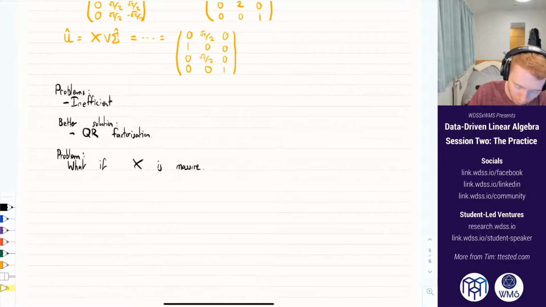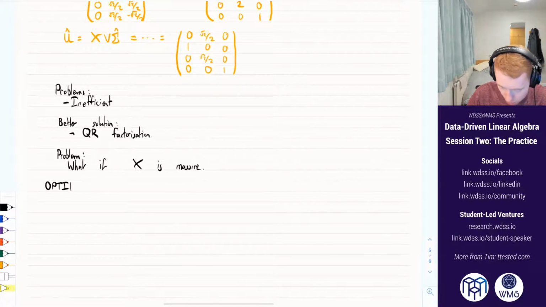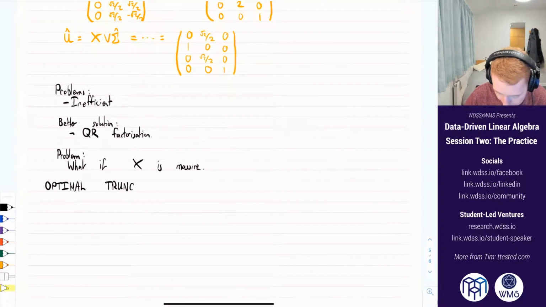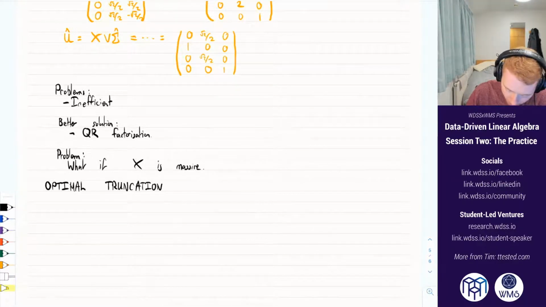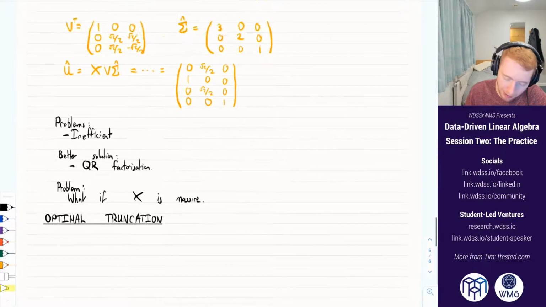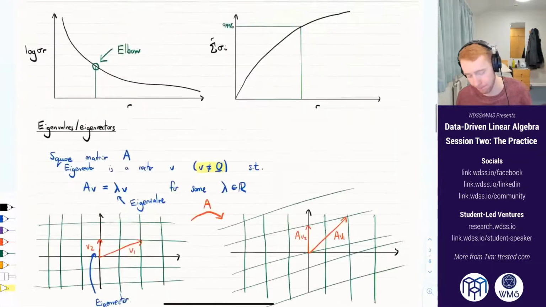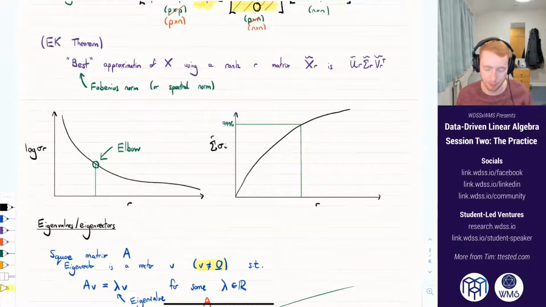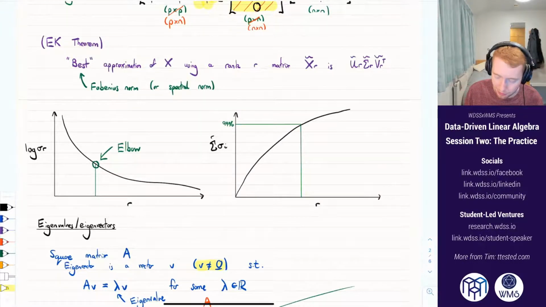And so the final thing we're going to look at is this thing called optimal truncation. This comes down to what R we should pick to truncate our singular value decomposition. We saw two methods, one using the elbow method, one using this percentile. They're good, but there's no real theoretical backing for them. It would be nice to have a method that we could prove to be true under certain conditions. And so we have just that.